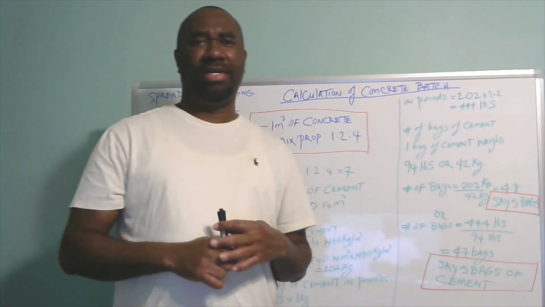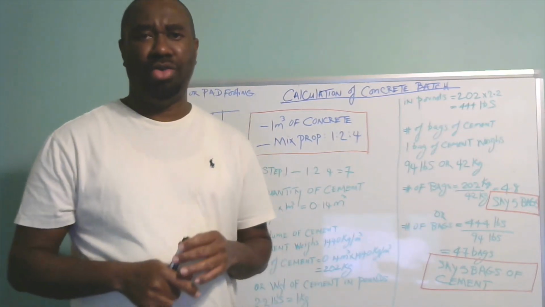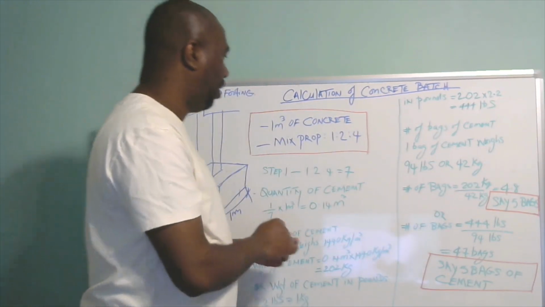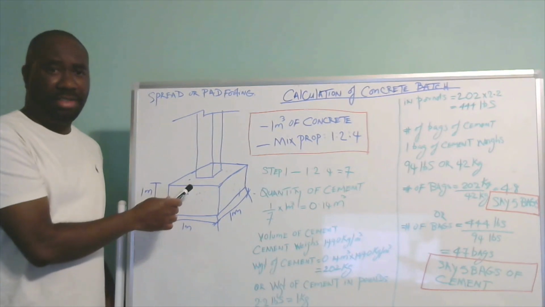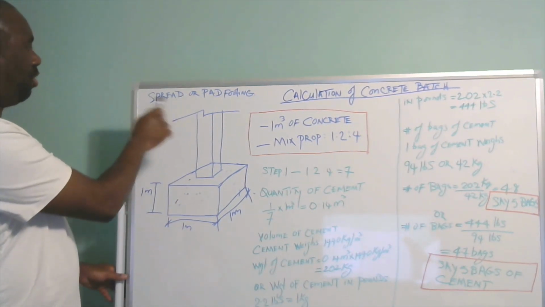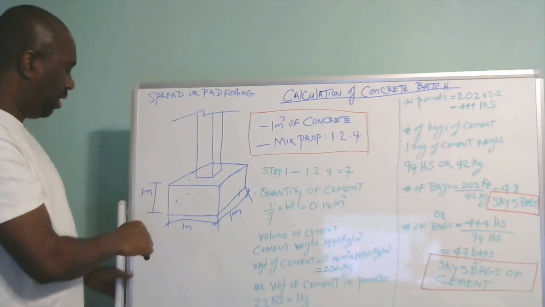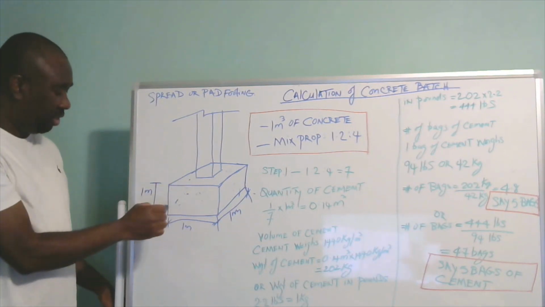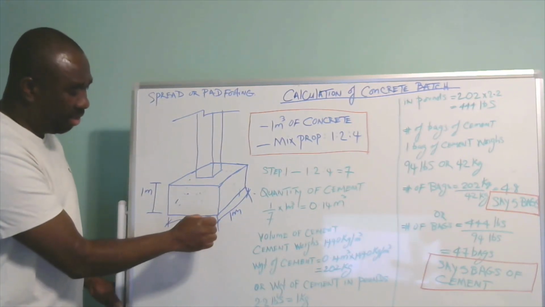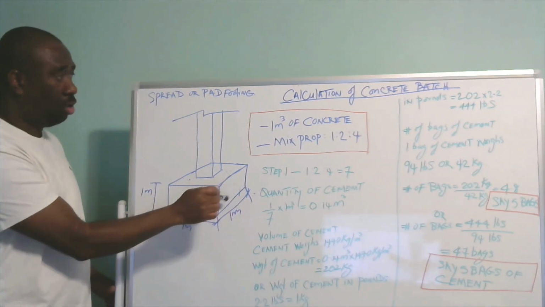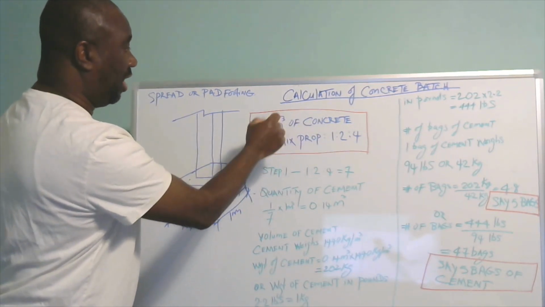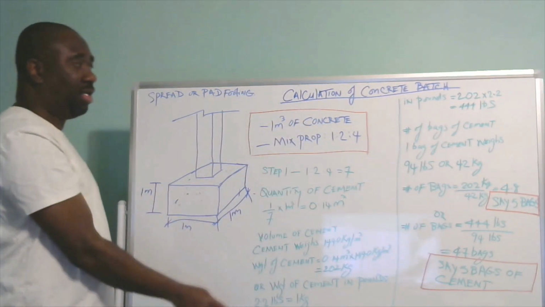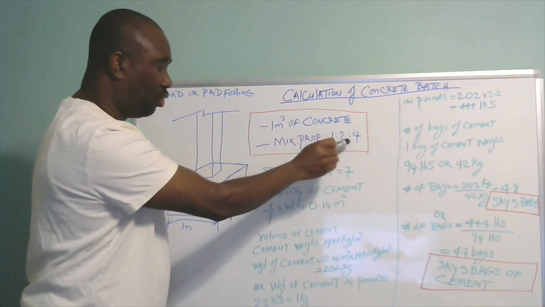In this part of my presentation, I'm going to be demonstrating to you how to calculate your batch mix for your concrete. So as you can see here now, this is a pad footing or a spread footing, as it is called in the United States, and the dimension for the column base of this spread footing is 1 meter high by 1 meter in width by 1 meter in length, which works out to be 1 meter cube. So in essence, we're going to be calculating 1 meter cube of concrete with a mix proportion of 1:2:4.